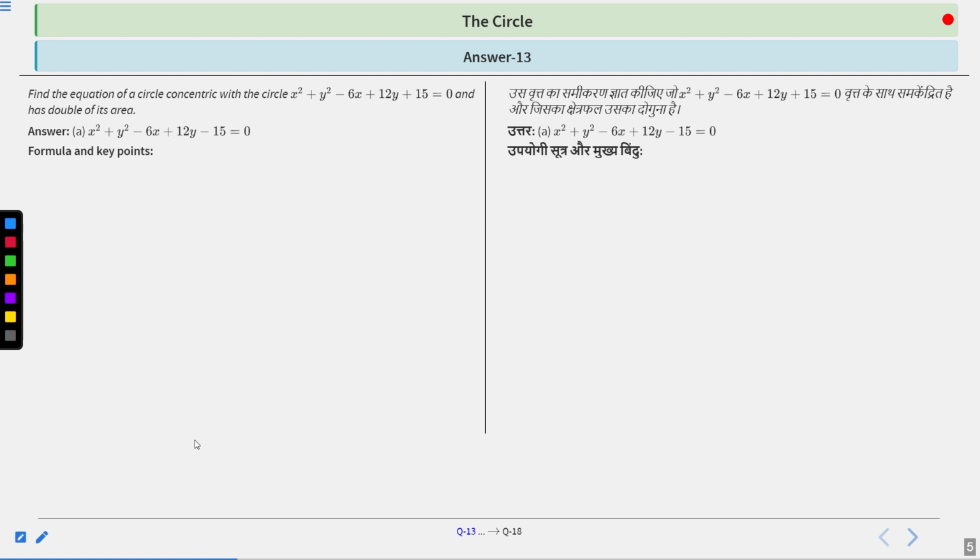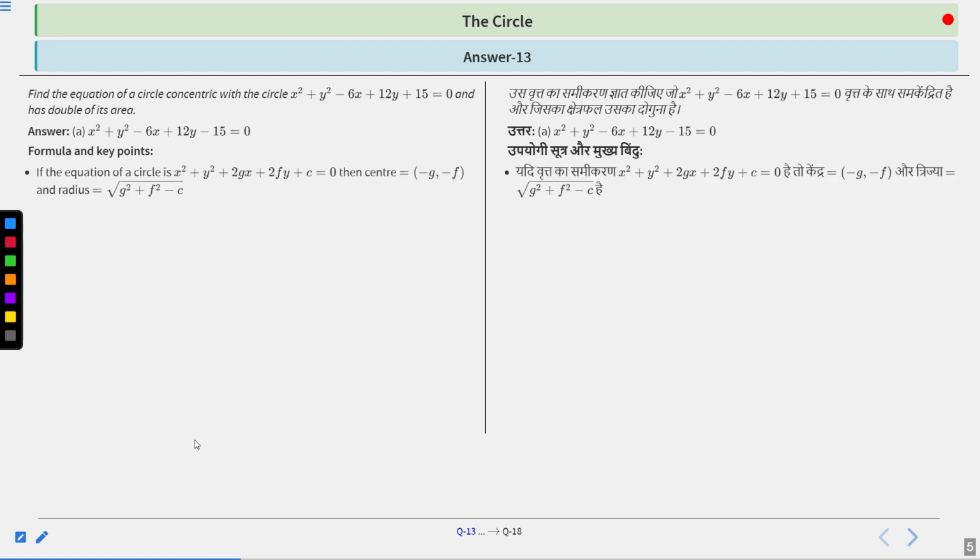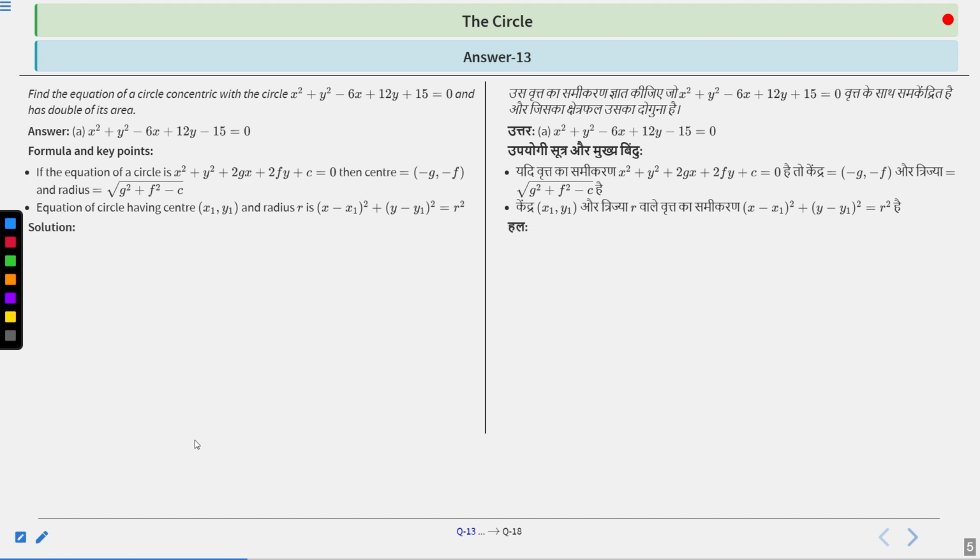The formula and the key points we will use in this question are: if the equation of the circle is x square plus y square plus 2gx plus 2fy plus c equal to 0, then the center is minus g and minus f and the radius is root over g square plus f square minus c. The equation of a circle having center x1, y1 and radius r is x minus x1 whole square plus y minus y1 whole square is equal to r square, right? So let's move to the solution part.